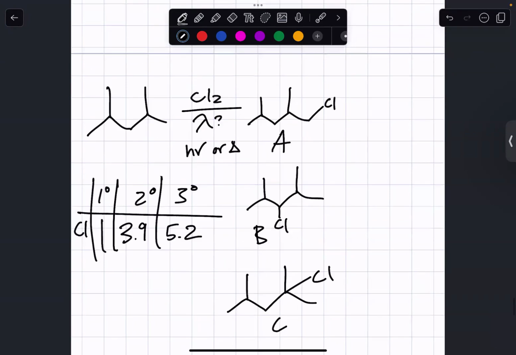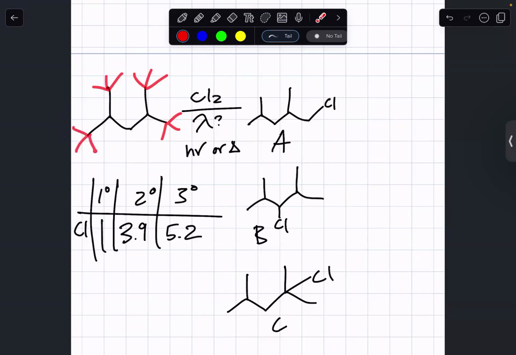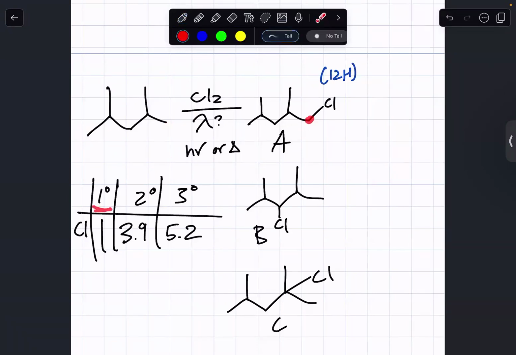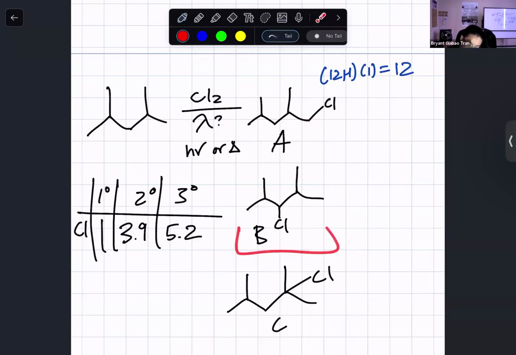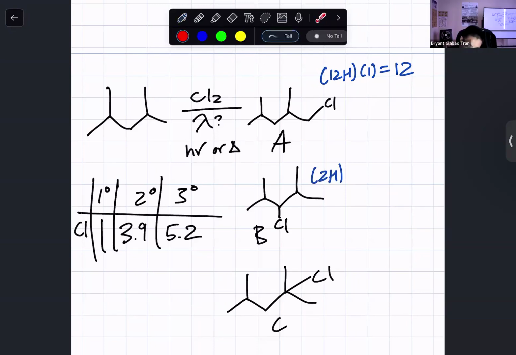So how many hydrogens can create product A? 1, 2, 3, 4, 5, 6, 7, 8, 9, 10, 11, 12. Because if you substitute chlorine with one of these 12 hydrogens, you're going to create product A. So if we have 12 hydrogens, what number do we have to multiply this by if this is a primary carbon for chlorine? 1. 12 times 1 is 12. Okay, how would you calculate the next one? Would it be 2 times 3.9? Yeah, because there's 2 hydrogens that could create this product, and because this carbon here is secondary, we multiply that 2 hydrogens by 3.9.